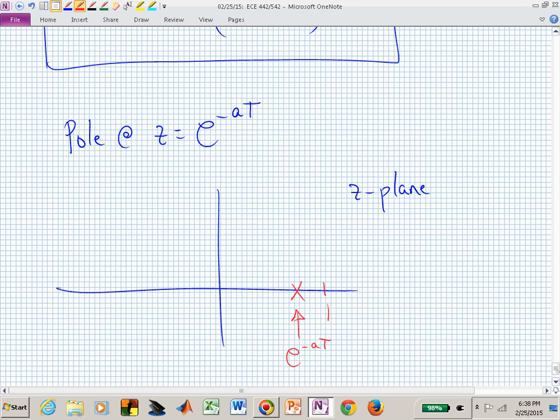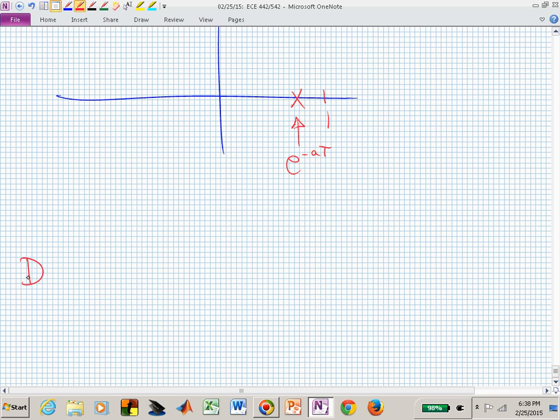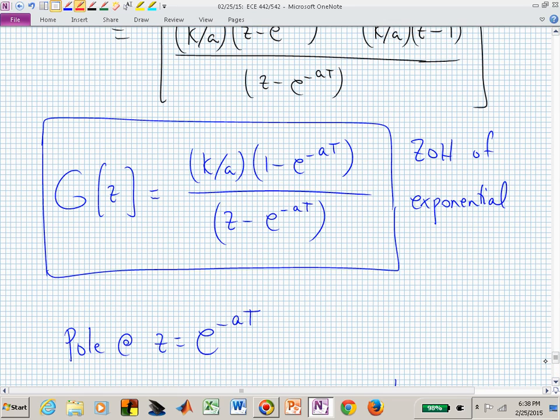What's the DC gain of this system? Have we talked about the DC gain? No. But can you tell me what the DC gain is? What would you do to find the DC gain of this? And what do I mean by the DC gain of a transfer function in a discrete time setting? What does that mean?